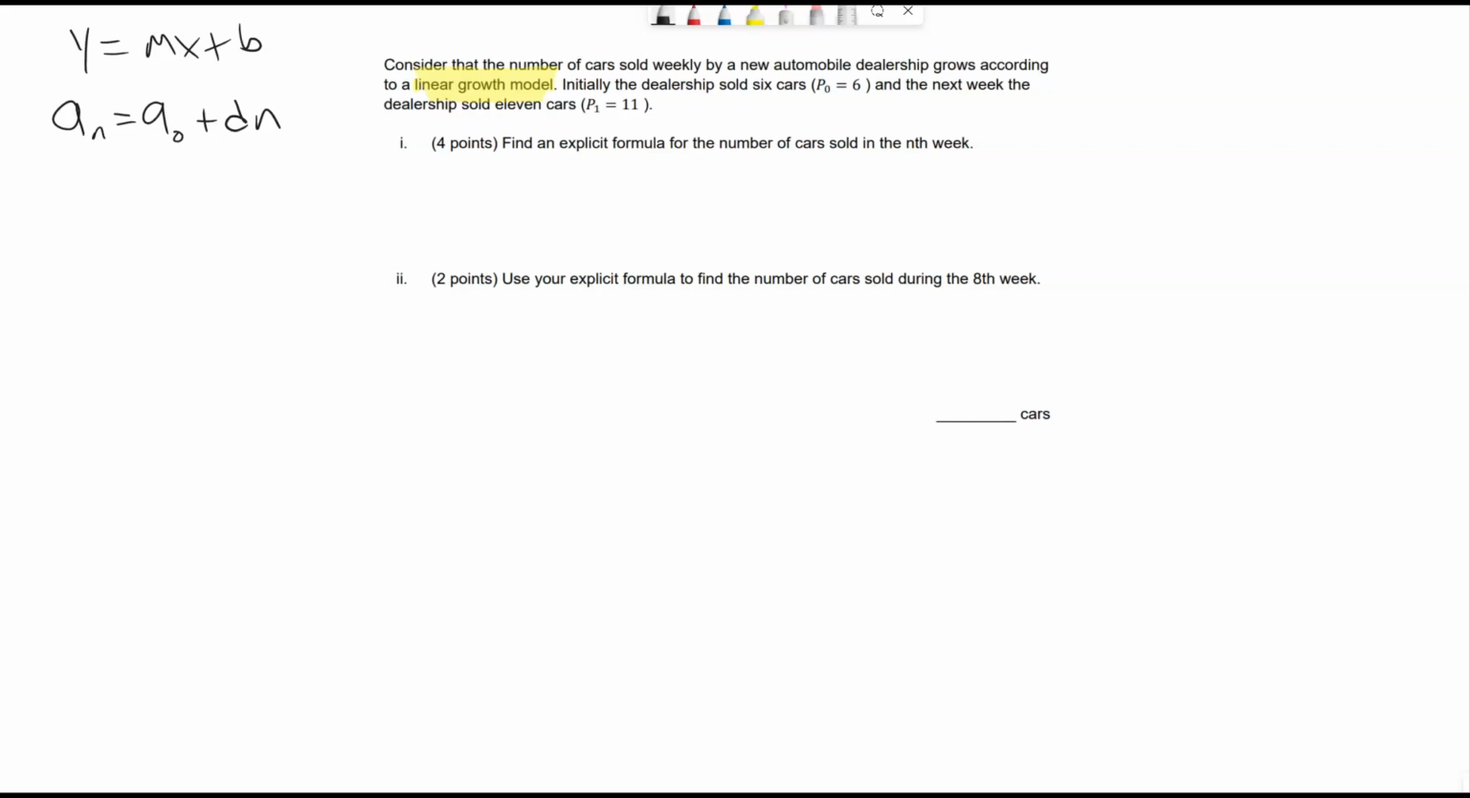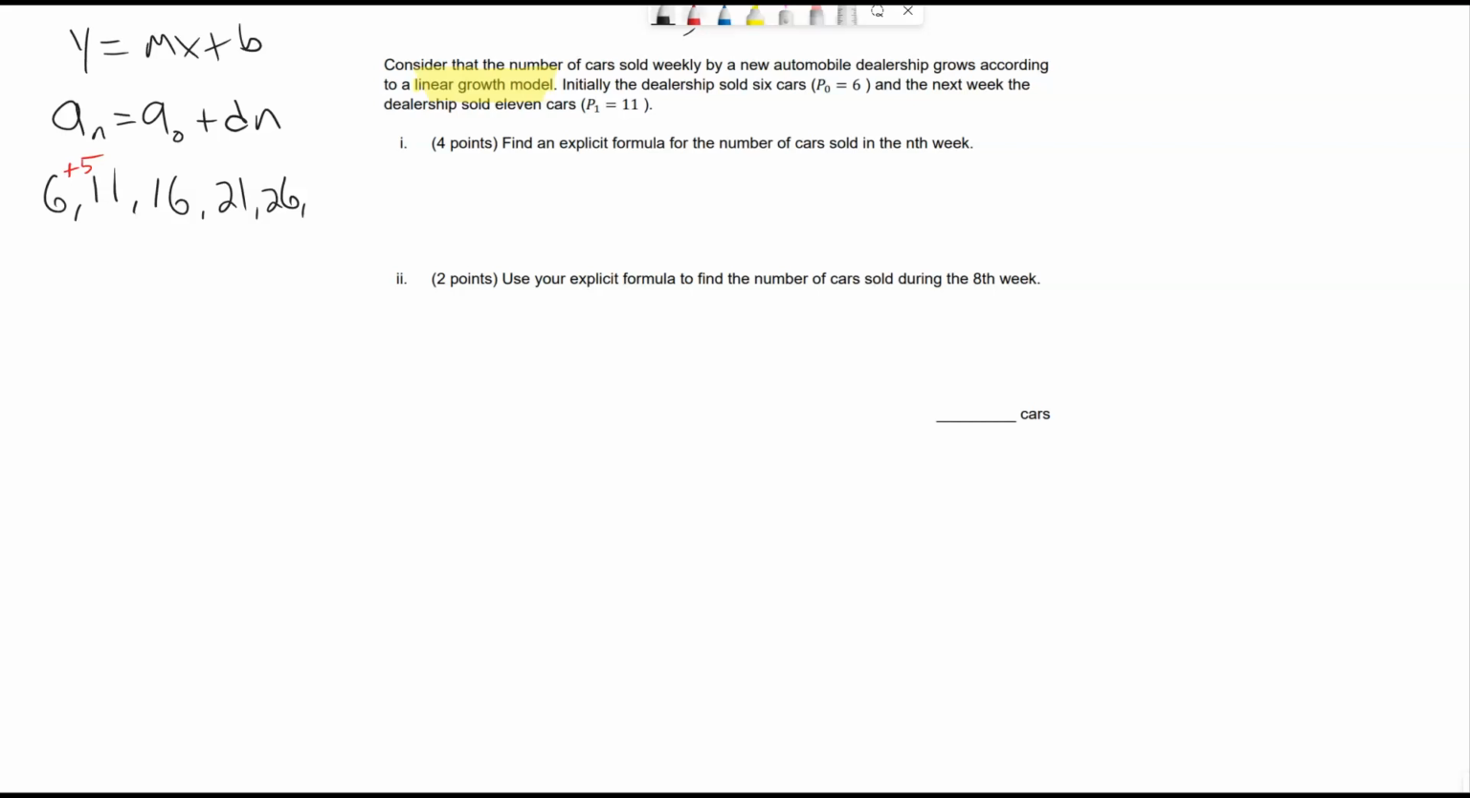The pattern here, 6, 11, this is initially, and then the next week. If you'll notice, this is a +5 pattern. And linear growth means it stays that same constant growth rate. So the next would be 16, and then 21, and then 26. We're all the way up to the 5th one. We're trying to get to the 8th one. That wouldn't be hard to just continue the pattern.